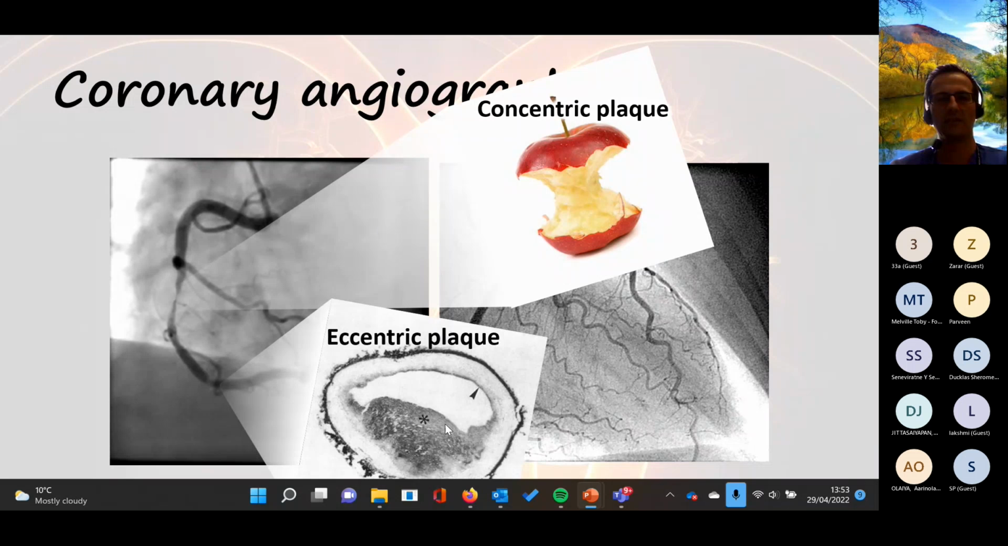And working out if it's actually causing flow limitation just by looking at it is very hard, because it doesn't tell you exactly what the artery looks like just looking at it. And the length of the lesion, as well as how tight it is, has a big impact on how actually significant for the flow of blood it is.